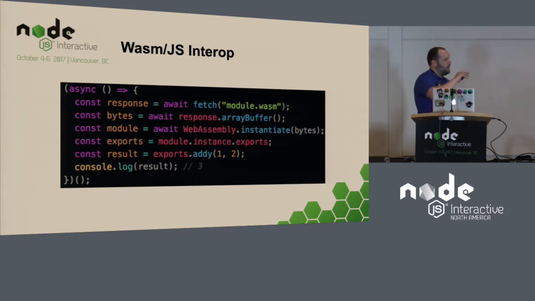So you can see we've added this exports, module.instance.exports. This has all of the things we've exported on it. So now we have references in JavaScript to these things. So we can call addy. That was our super advanced function that adds 2 integers, right? So we can call that and we get the result back.